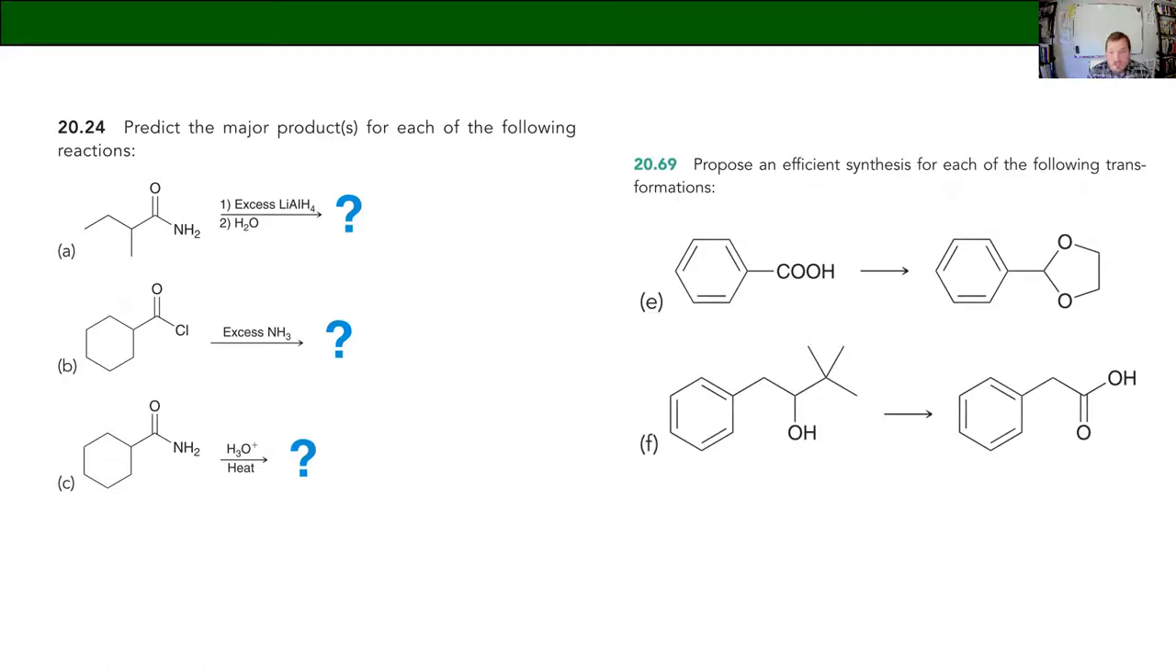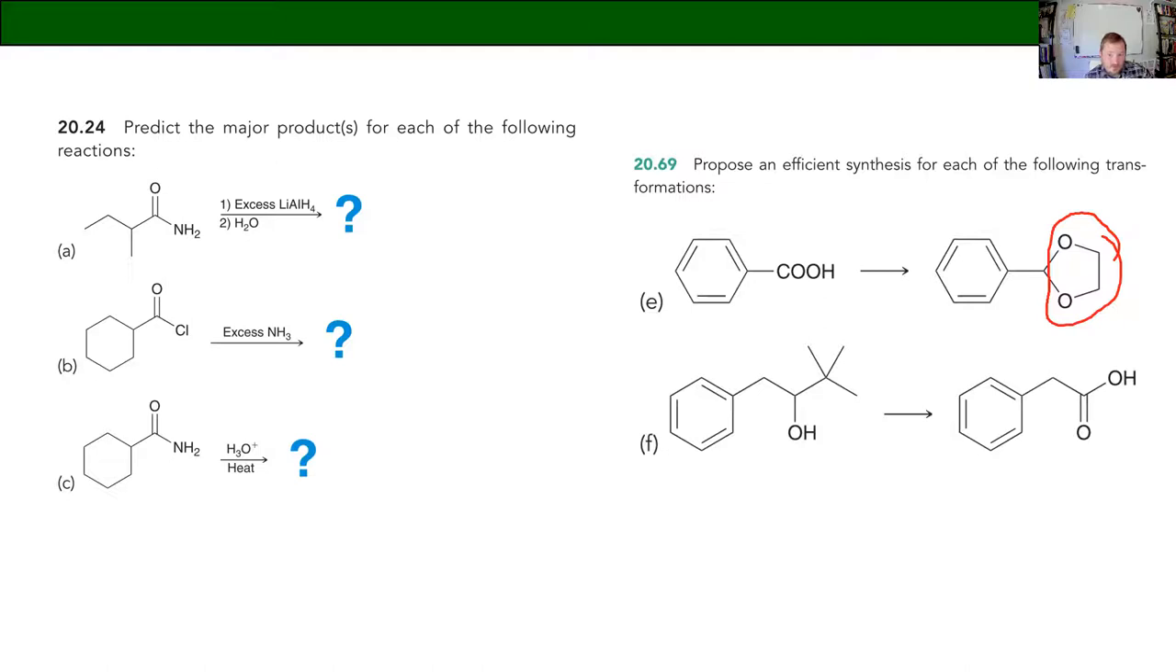All right, so for E and F, I'm not going to go through all the steps right now, but just as a brief strategy for the synthesis problem, if we're trying to make an acetal, we only make acetals when we're starting from a class two carbonyl, right? So what we need to do here is turn our benzoic acid into benzaldehyde. And then we can just expose it to ethylene glycol to make that acetal.